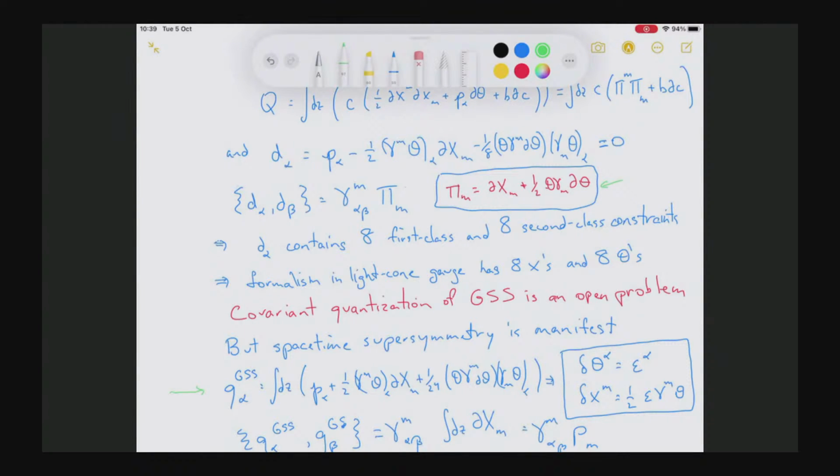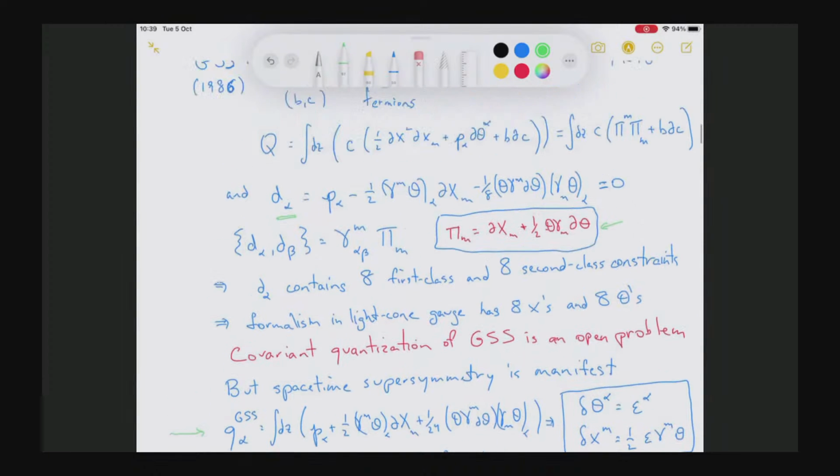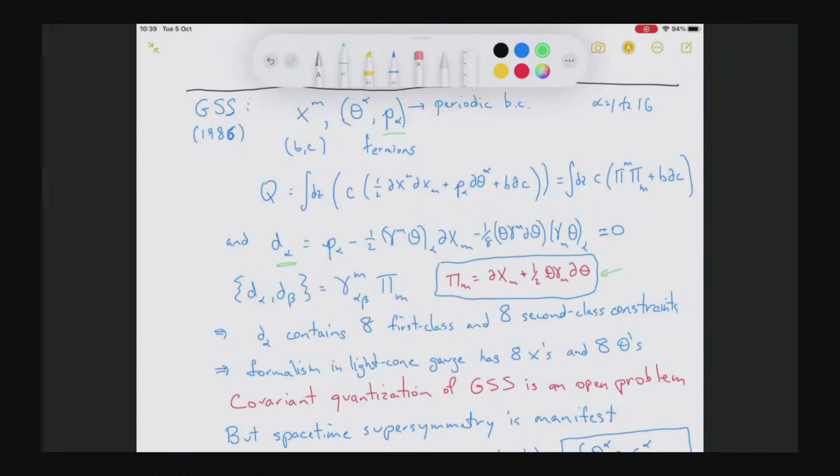Another space-time supersymmetric object, which is convenient to define, is this d alpha. So d alpha is constructed from the canonical conjugate to theta, which I'll call P alpha, so that plays the role of D over D theta. And then small d alpha is something like the covariant derivative. If you're thinking in superspace, you would write something like capital D alpha is equal to D over D theta plus theta gamma m alpha times d x m. The worldsheet version of this is this small d alpha, just because dx here plays the role of d over d x.